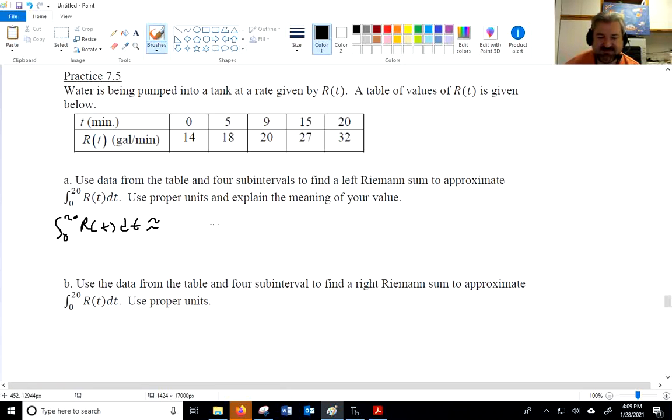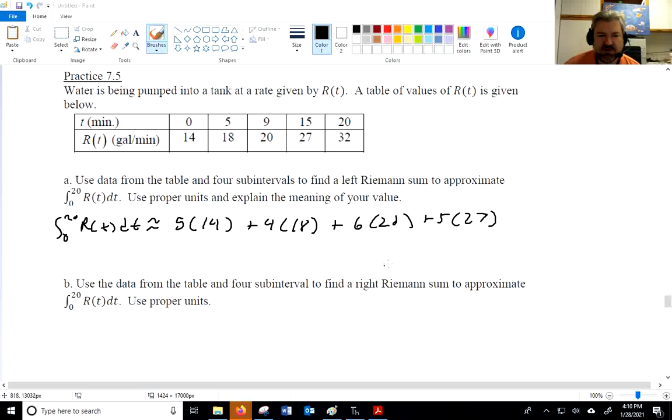is approximately equal to 5 times... 5 is the base of the first interval. We're using a left endpoint, so 14. Then 4 times 18. And then that's what? 9 to 15 is 6 times 20. And then 5 times 27.